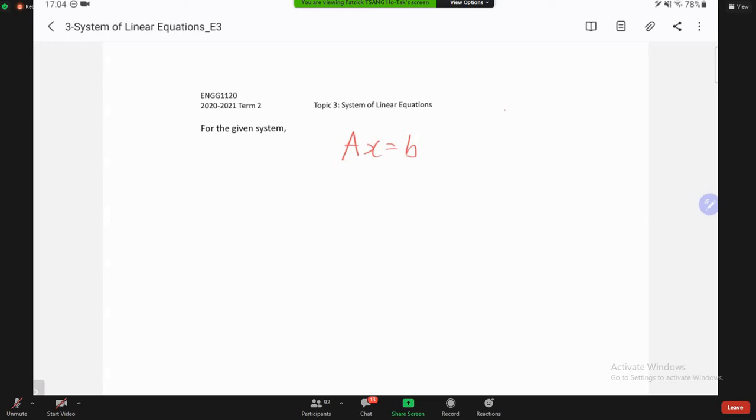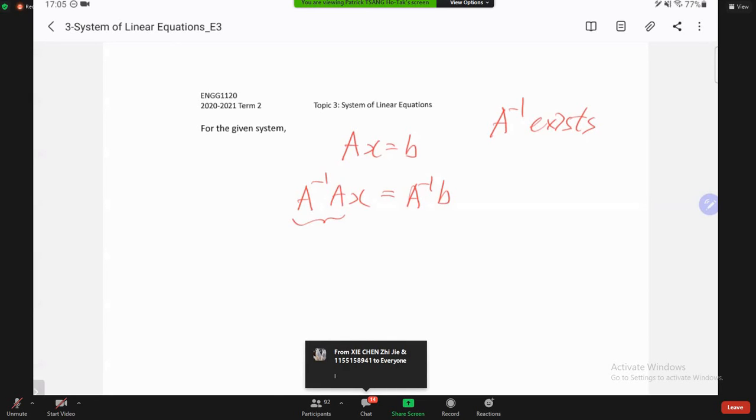Suppose A inverse exists by using the condition. Okay, A inverse exists. I would like to multiply A inverse on both sides of the equation, or on the left-hand side of the equation. Can you tell me what this is? It is nothing but the identity matrix, right?